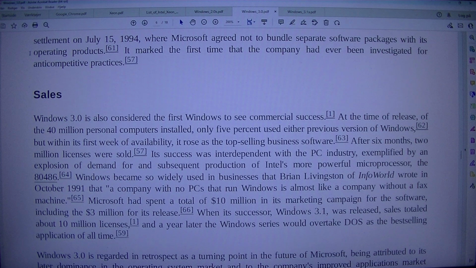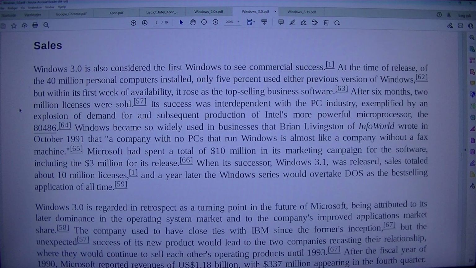Sales. Windows 3.0 is also considered the first Windows to see commercial success. At the time of release, of 40 million personal computers installed, only 5% used either previous version of Windows. But within its first week of availability, it rose as the top-selling business software.